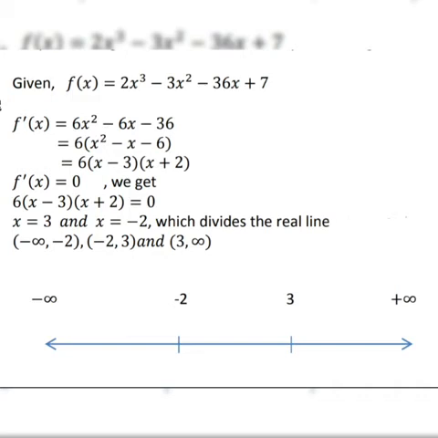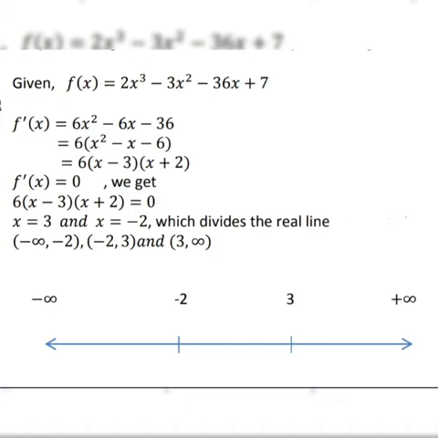Now when you have got the derivative, then what we do is we simplify that. When you simplify, like in this case, you'll be getting 6 times (x minus 3) times (x plus 2). Always you have to do like that. Now, remember in the graph, there is a point where the graph neither increases nor decreases. So at that point, f prime of x is equal to 0.